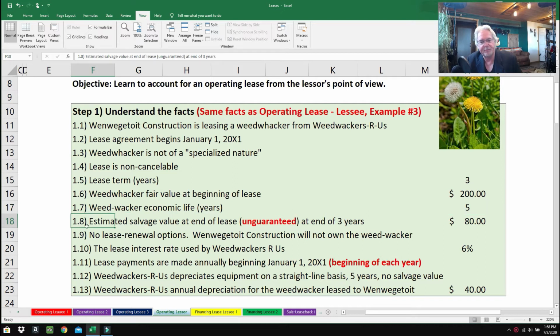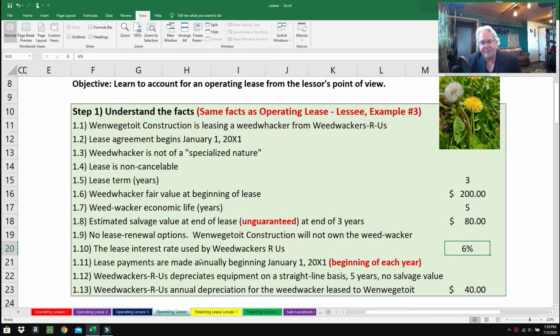1.8 is quite important in leases. The estimated salvage value at the end of the lease is unguaranteed at the end of 3 years, as opposed to guaranteed. This is very important in figuring out how much to be capitalized. It is $80. No lease renewal options. When We Get to It Construction will not own the weed whacker. The lease interest rate used by Weed Whackers Are Us is 6%. Lease payments are made annually at the beginning of the year, beginning January 1st, 2001. This is very typical of leases.